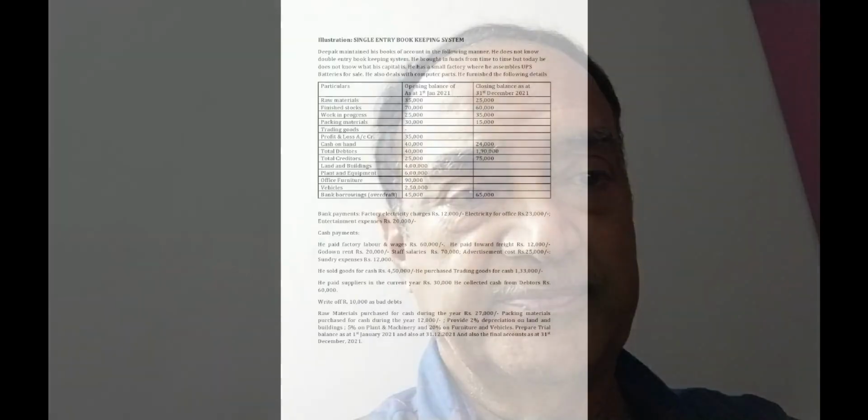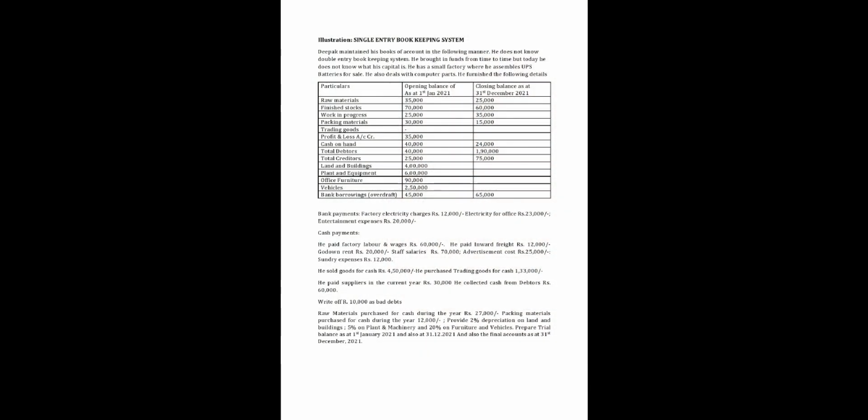Hi friends, in this part we shall discuss the single entry bookkeeping system and its conversion to the double entry bookkeeping system. In the single entry bookkeeping system, the trader knows certain details and has recorded transactions, but he has not recorded the transactions perfectly as in the double entry bookkeeping system. So let us examine how it works here. Let us see the illustration.